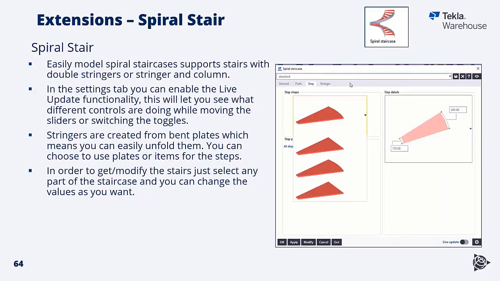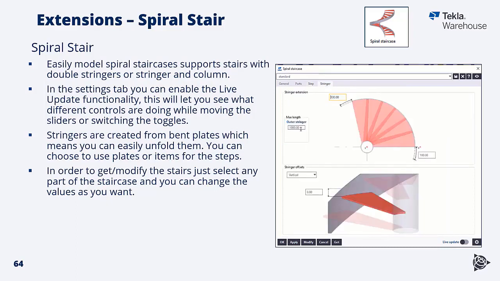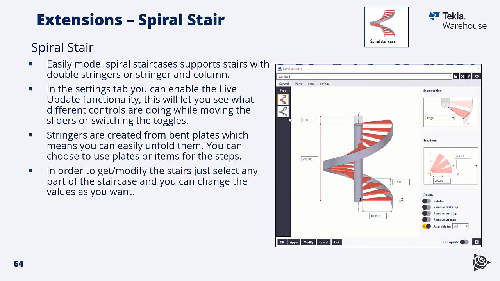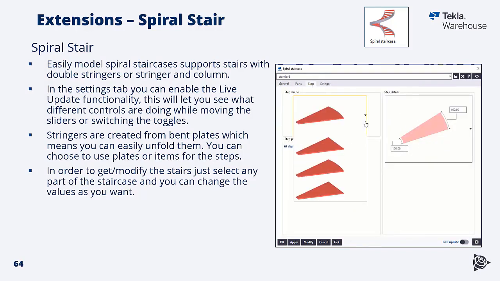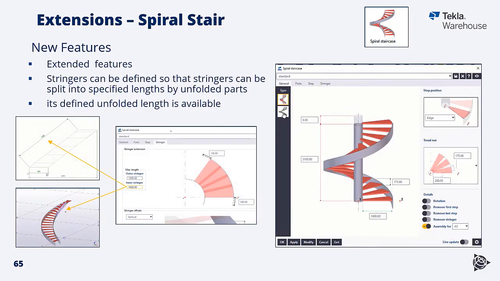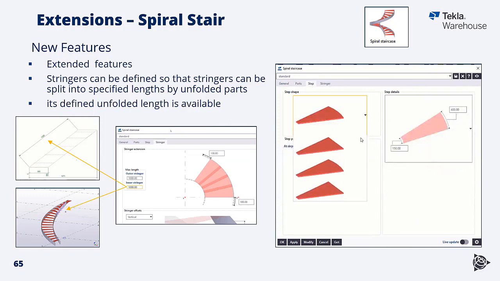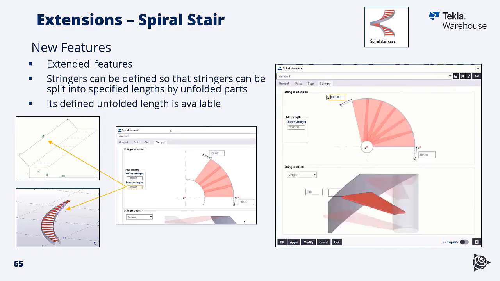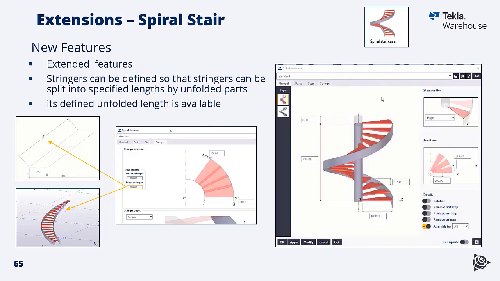The spiral stair tool has been with us for quite some time now. It allows you to easily model spiral staircases of all different types and styles. Very well utilized tool, and it's the first one that uses a dynamic interface where you can actually drag. You've got toolbars where you can drag them to create the shape of the staircase you're looking for. It's been updated for 2021 to include now the option to unfold parts by a specific length, so you can define stringers so they can be unfolded, let's say by 2 meter length, by 3 meter length, and it's been a long-standing request from our users.